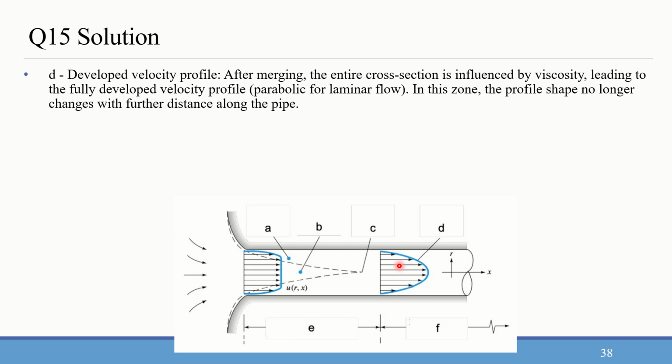What is fully developed flow? After that, it is independent of the change in distance. The flow profile is independent of change in the distance. It remains the same at all the distances that follow.